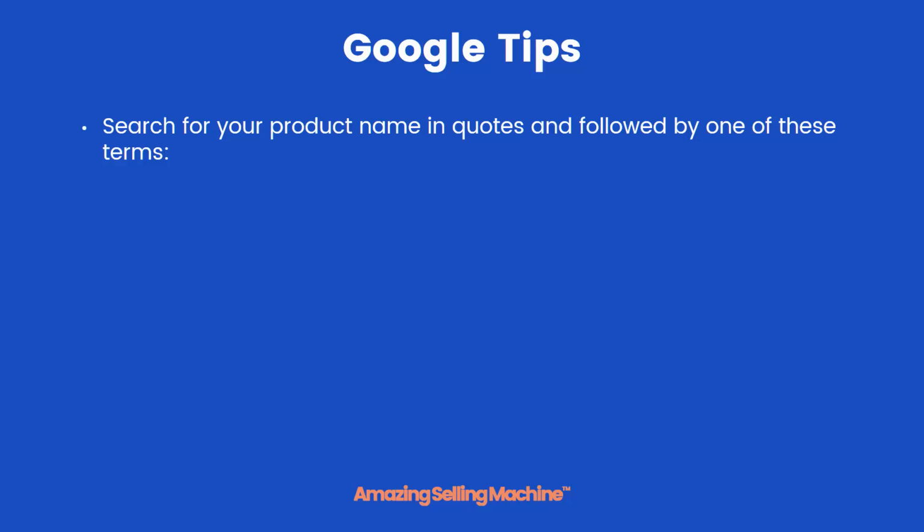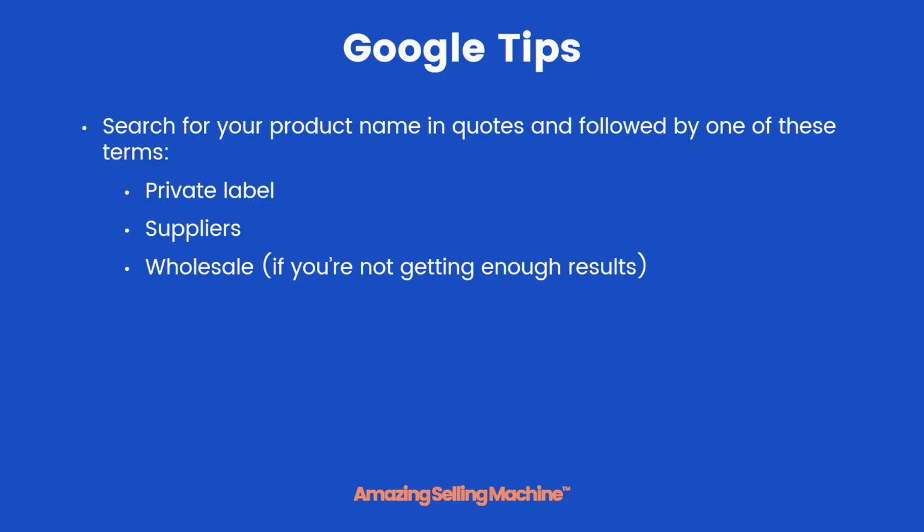That's called an exact match, to make sure you're only pulling up that product. And then you want to follow it by one of these 3 terms: private label, suppliers, or wholesale. Now, I would only do wholesale if you aren't getting enough matches using private label or suppliers, because we're not trying to find wholesalers. However, sometimes if you can't find enough real private label suppliers, wholesalers might be willing to private label for you. So we'll use that as a fallback in case we can't find enough.